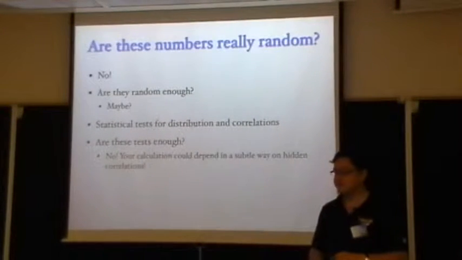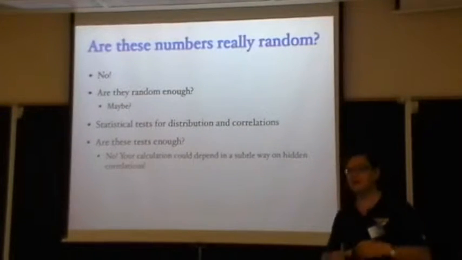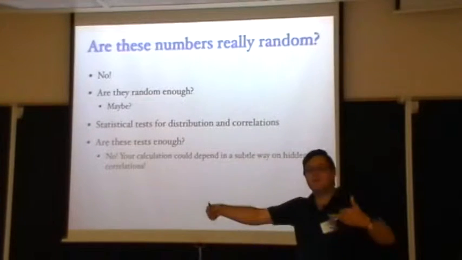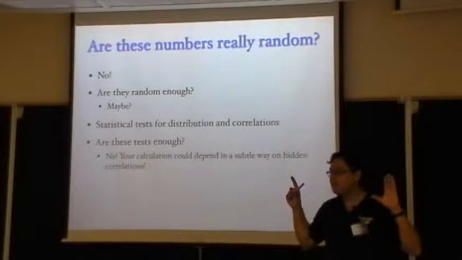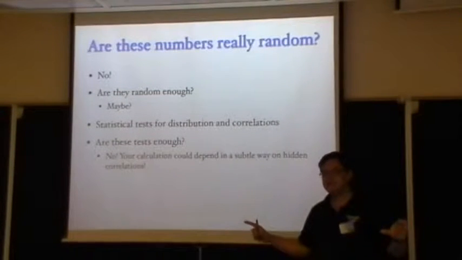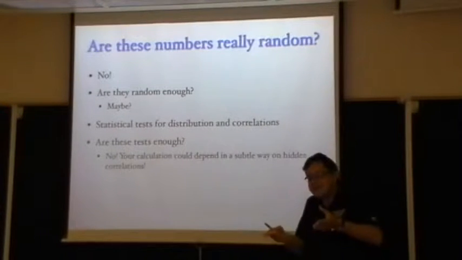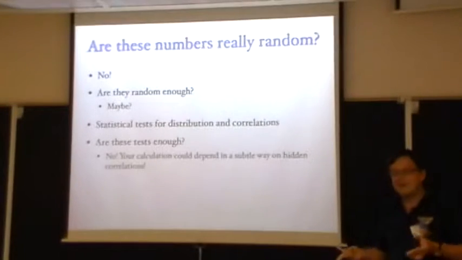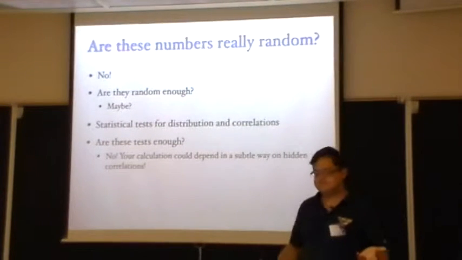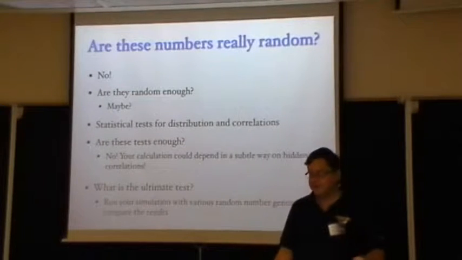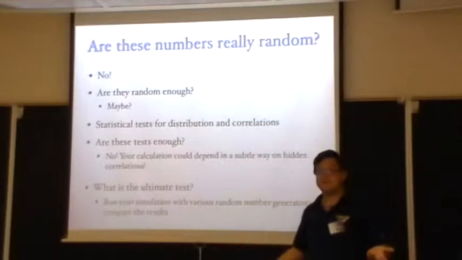Is the distribution uniform? Are the correlations with distance 1, 2, 3, 4, 5, 6, 100, and so on? There are many tests, and when you pass all those tests, then the question is, are these tests enough? And the answer is no, because your calculation might just, in a subtle way, depend on the correlations in the generator and give wrong results. So the only way is you run your simulation twice. If it agrees, it's a good one. If it differs, then it's a bad generator.